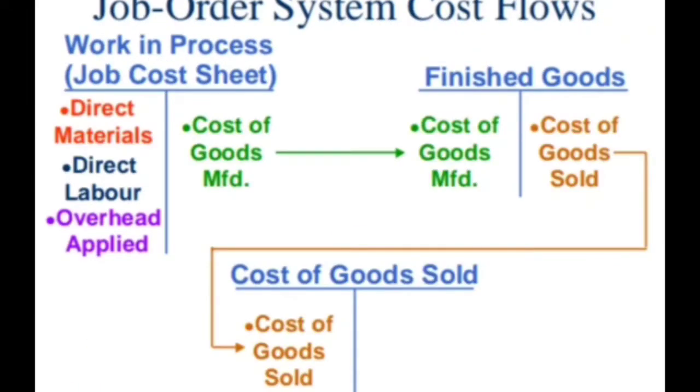Now what will happen next when the job is completed? When work in process has all these three items, the job is said to be completed, and the job shall be transferred to finished goods, because the work which was in process is now completed, and it shall go directly to the cost of finished goods. Then when these finished goods are sold, they will go to the cost of goods sold account.